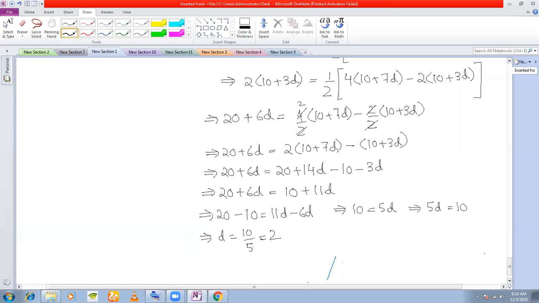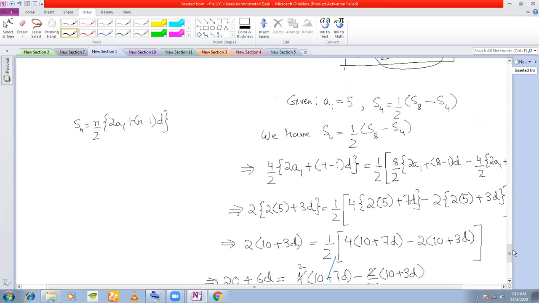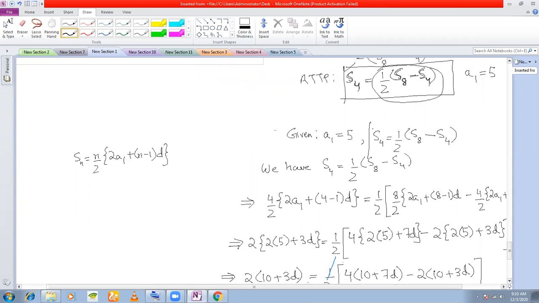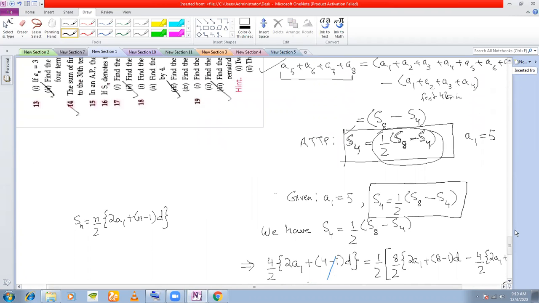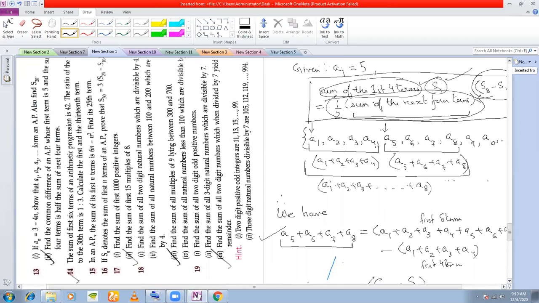That's it. So the only thing that you had to establish here was this relation. S4 is equal to half S8 minus S4. And you had to realize that the sum of the next 4 terms is equal to the sum of all the 8 terms, first 8 terms, minus the sum of the first 4 terms. That is what you had to realize in this problem. Moving on to the next problem.